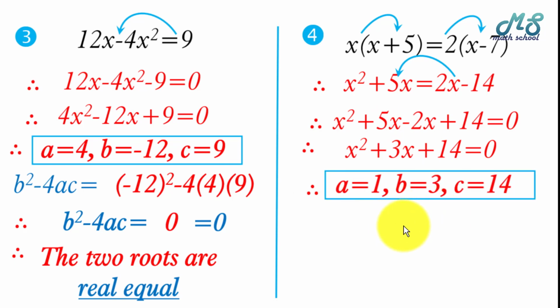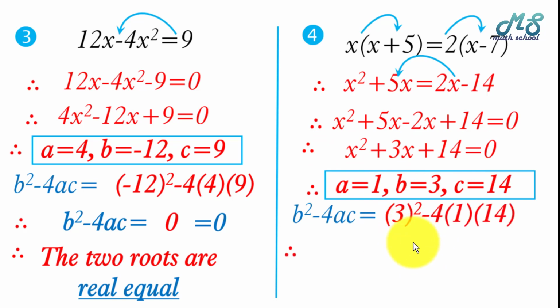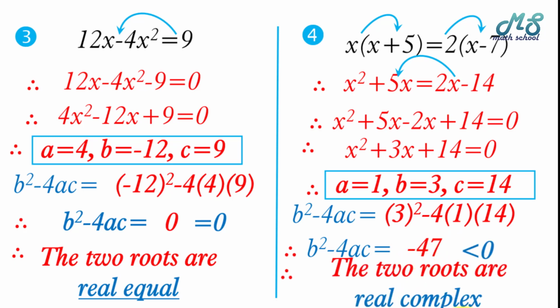Now guys, we can write the coefficients a, b, and c. A equals 1, b equals 3, c equals 14. Now guys, we can find the value of the discriminant. B squared minus 4ac, it will be 3 squared minus 4 times 14. We get b squared minus 4ac equals negative 47. It will be negative, so the two roots will be complex numbers.